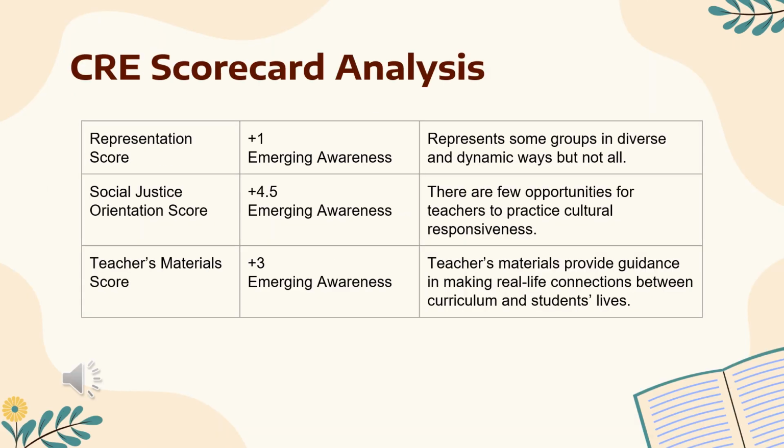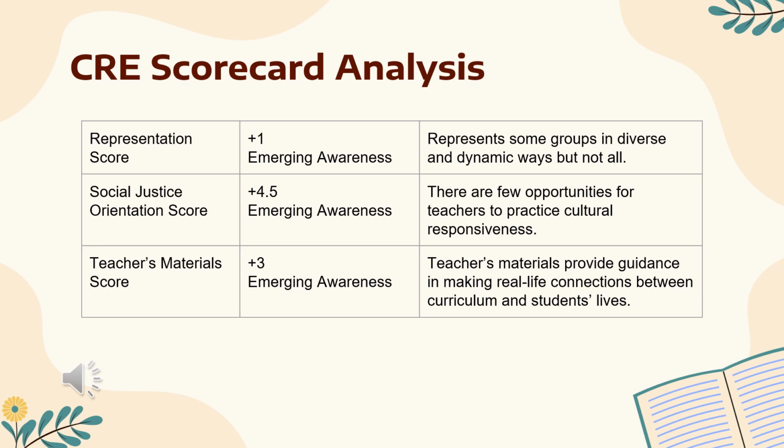Our culturally responsive education scorecard analysis gave the curriculum an emerging awareness score in all 3 categories. Some of our key findings were, for the representation score, we felt that the curriculum represents some groups in diverse and dynamic ways, but not all. For the social justice orientation score, we felt that there were few opportunities for teachers to practice cultural responsiveness.